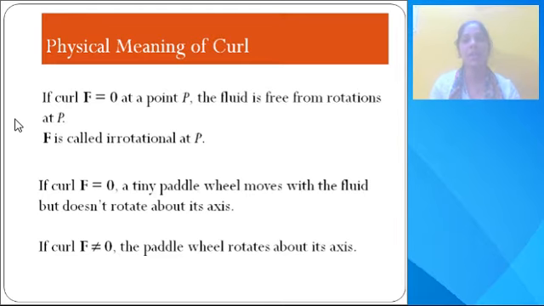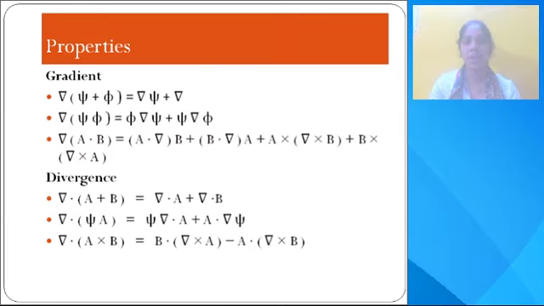So it makes it complete a rotation. So here we can use the curl of magnetic field. So this is about the gradient, divergence and curl. Now we come to the properties of gradient, divergence and curl.